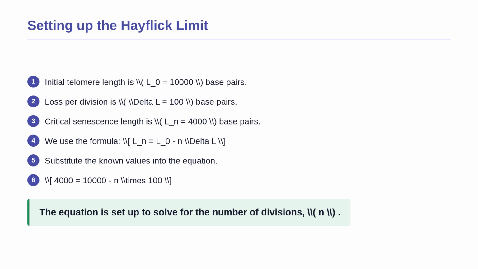We choose our telomere shortening formula and identify our variables. L0 is 10,000, delta L is 100, and Ln is 4,000. We substitute these values into the equation, setting up a simple linear equation where the only unknown variable is n, the number of divisions. This establishes the exact endpoint of the cell's life.